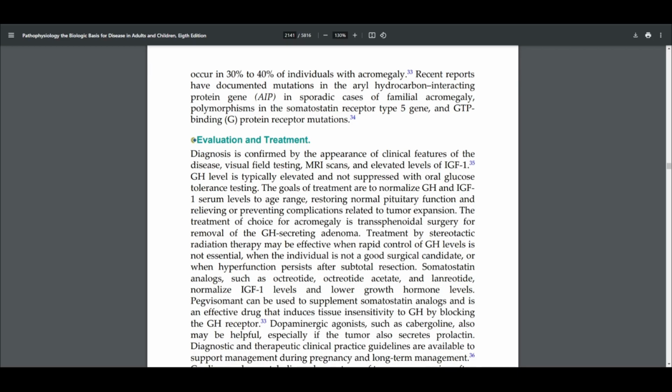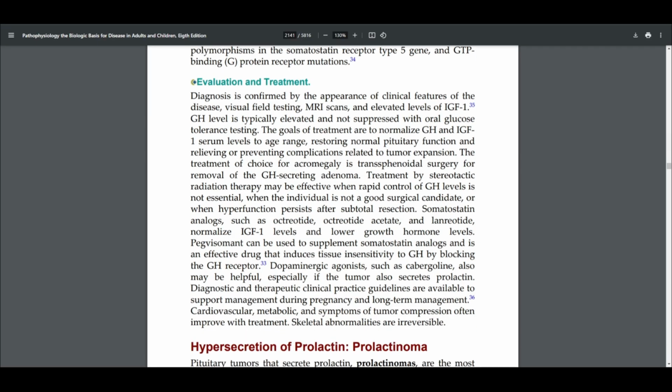Recent reports have documented mutation in the aryl hydrocarbon interacting protein gene, or AIP, in sporadic cases of familial acromegaly, polymorphism in the somatostatin receptor type 5 gene, and a GTP binding protein receptor mutation. So, what kind of evaluation and treatment do we have if you have acromegaly?